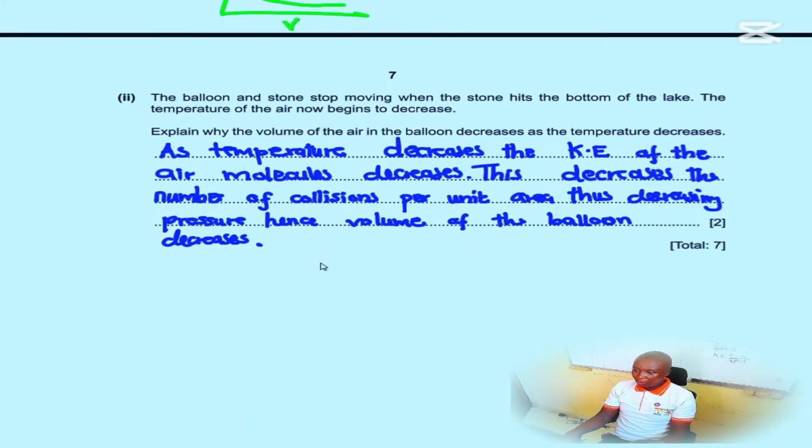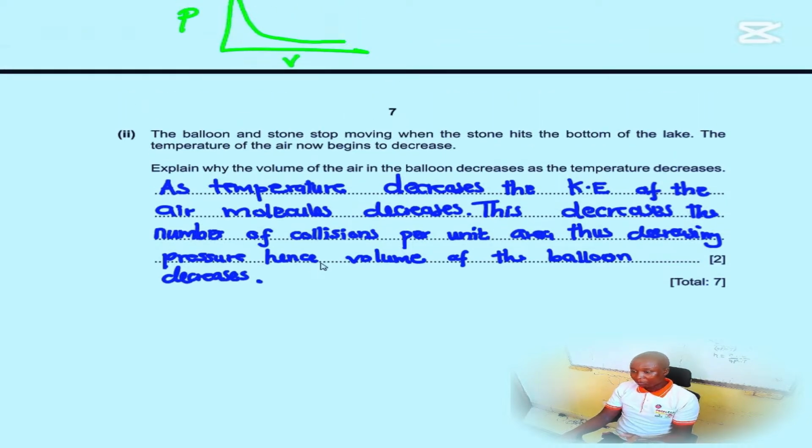Explain why the volume of the air in the balloon decreases. We have already said that pressure is inversely proportional to what? Volume. So as pressure increases, volume is going to do what? Volume is going to decrease. So which means as temperature increases, the kinetic energy of the air molecules decreases. This decreases the number of collisions with the balloon. So that decreases the pressure.